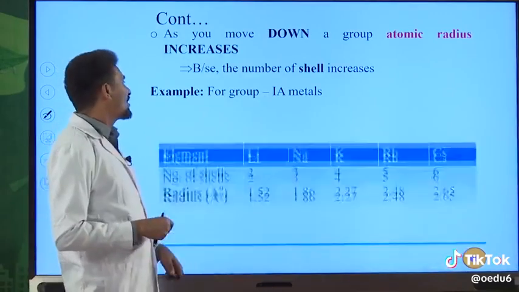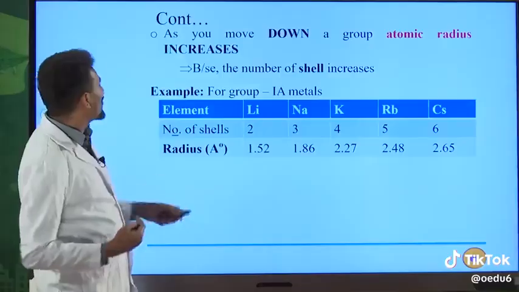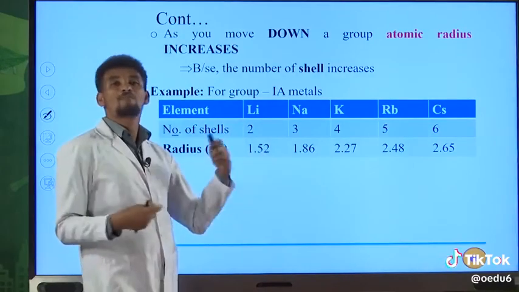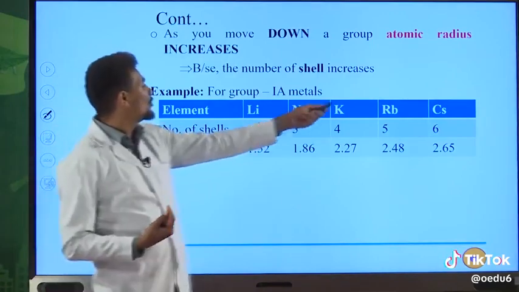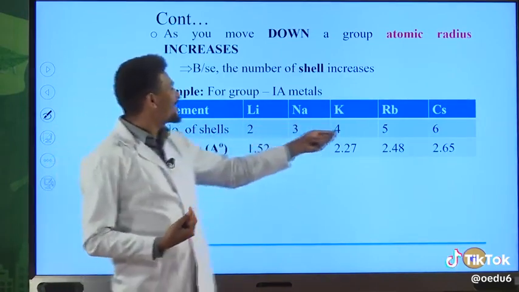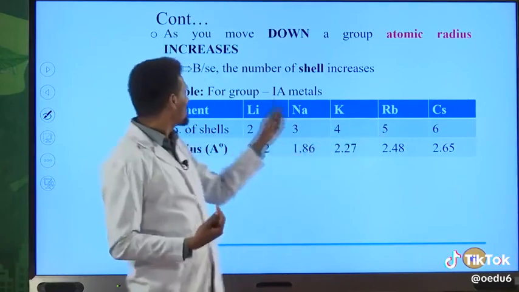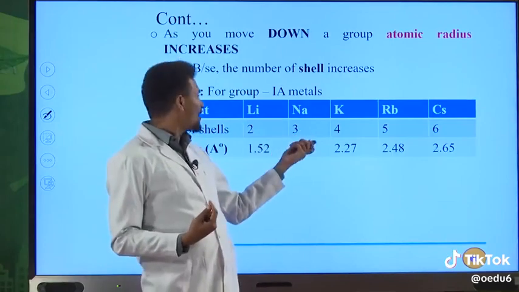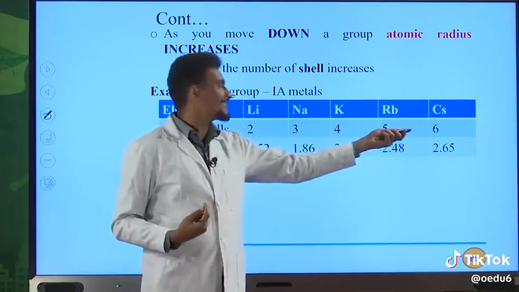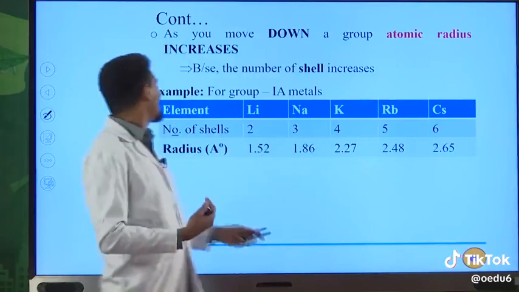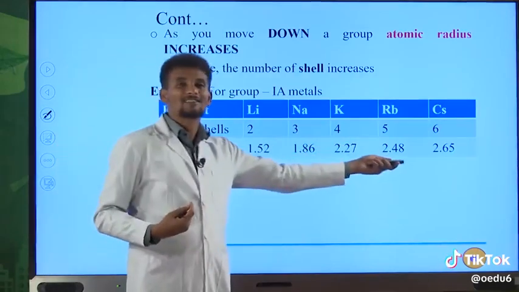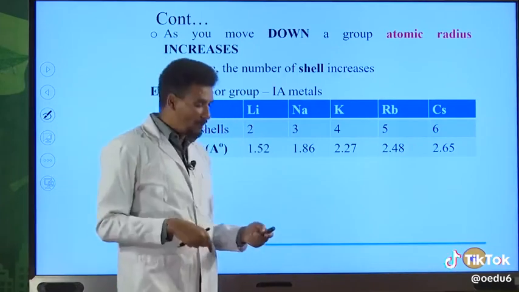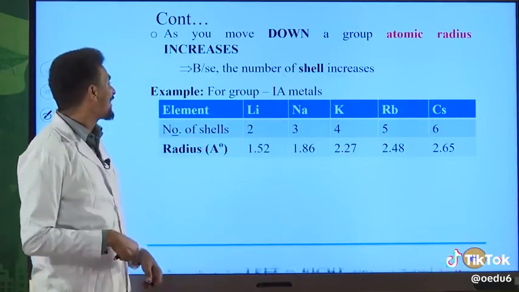Okay, let us see some examples. This is, for example, the atomic radius for group 1A metals, lithium to cesium. The shell increases from lithium to cesium. The period for lithium is 2. The period for sodium is 3. Therefore, the shell increases. As the shell increases, the radius also increases. They are directly proportional. So because of this reason, down the group, atomic radius increases.